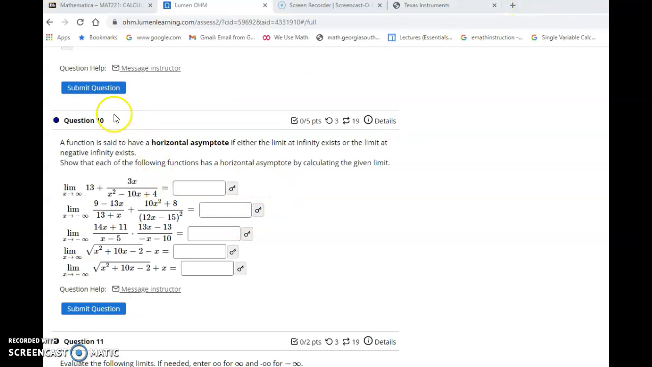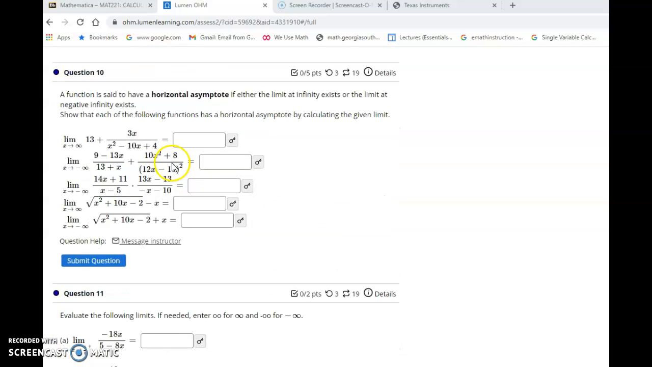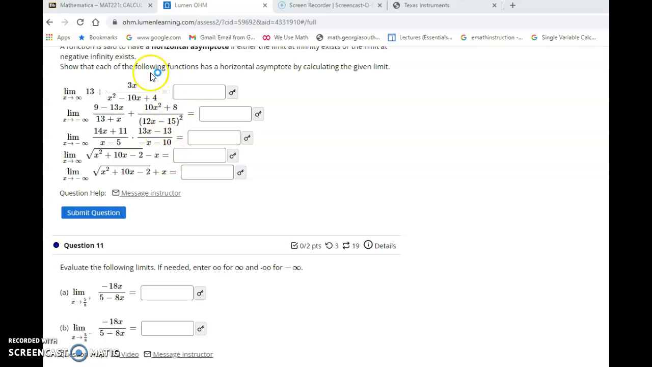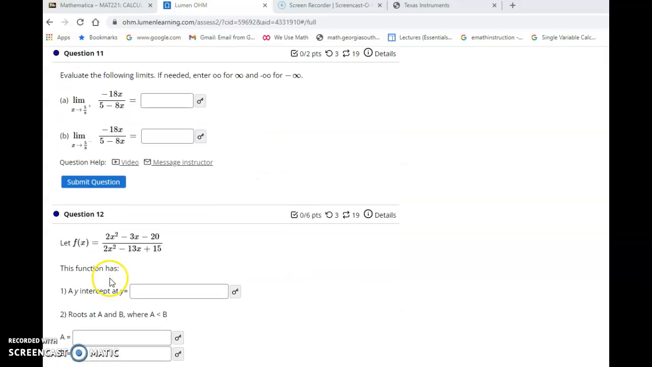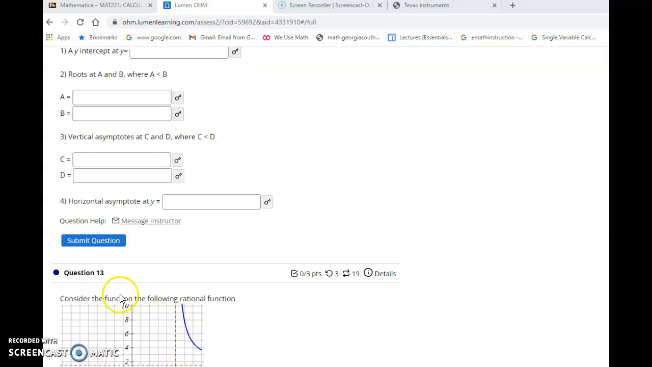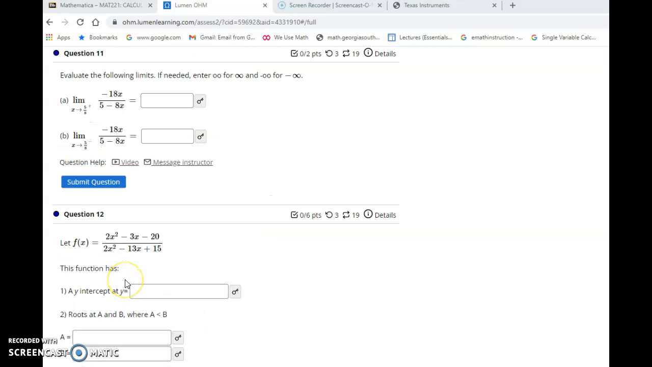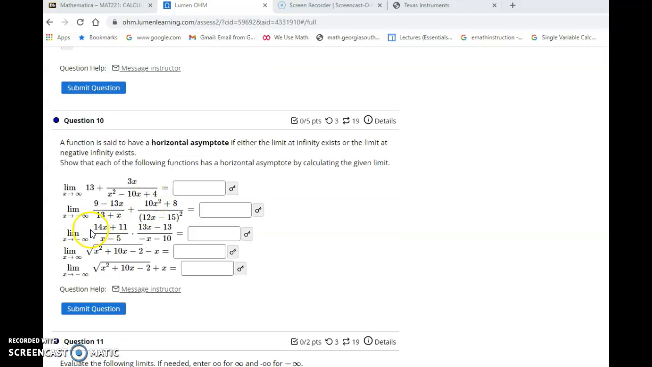Now, if I went into Lumen, this is Lumen, I think this is homework number 9 or 10. And I wanted to know these limits here as x approaches infinity, or if I wanted to know these limits here, we could actually use Mathematica to help us with these limits. Here's another one, having a limit. We could find all these things using Mathematica, right? So let's look at some of these ones here.